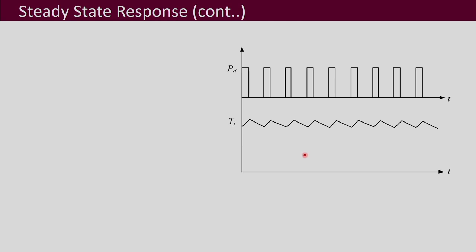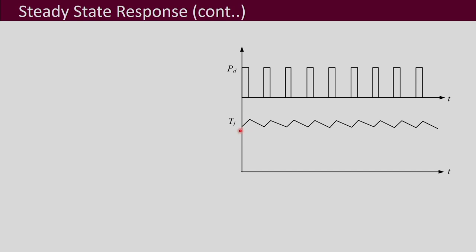Now, steady state response can also be looked upon in a situation where, let us say, the power is pulsating. This PD that we see here in this graph is of a pulsating nature. But the frequency of these pulses is so high with respect to the time constant of the corresponding semiconductor device that the junction temperature is not able to change much, because the junction temperature has its own inertia. Whatever the device, the junction, the chip, it has its own thermal inertia. So, it takes some time for it to change because of its own time constant.